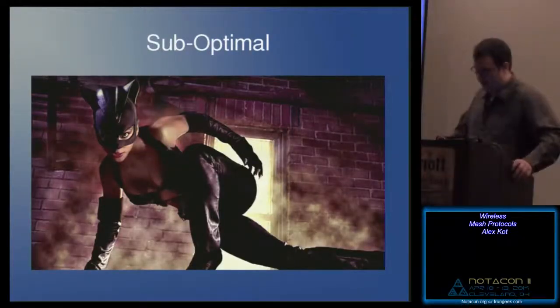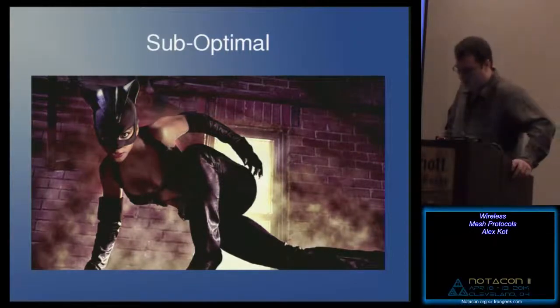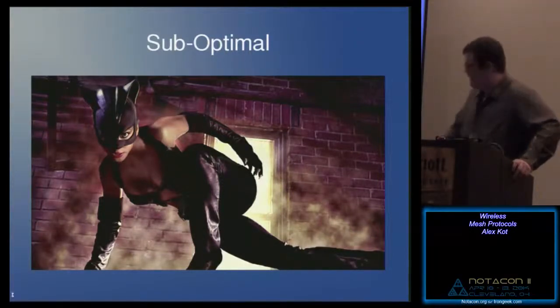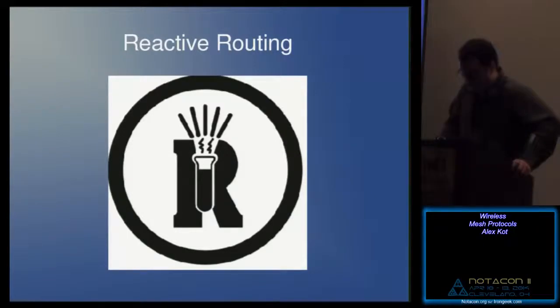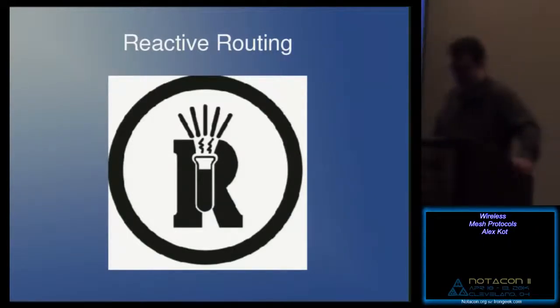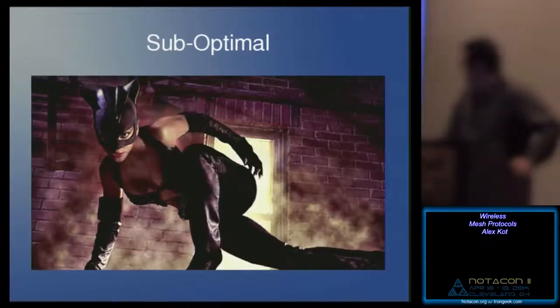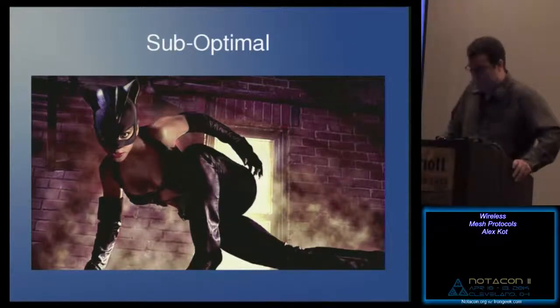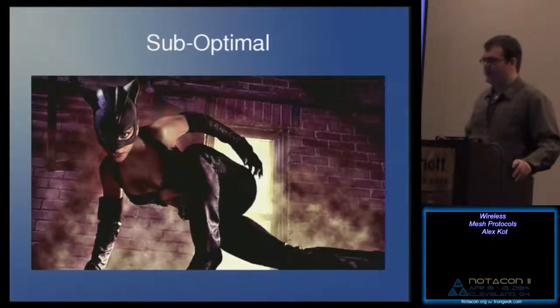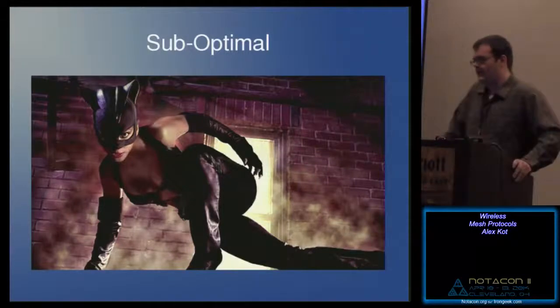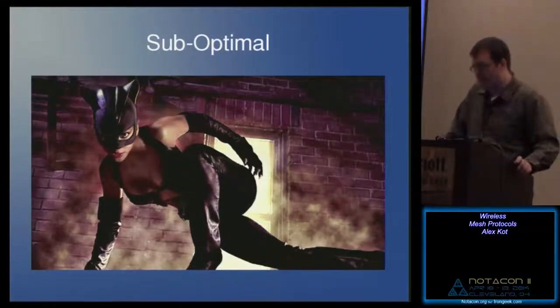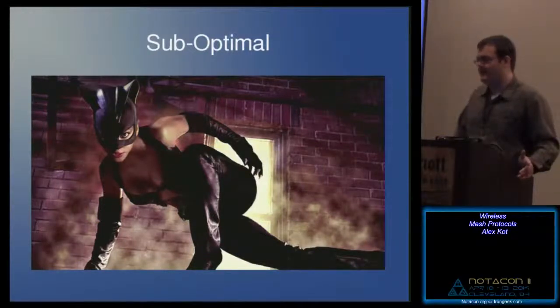The ones that actually use reactive are DSR, AODV, and HWMP, which is basically the 802.11s standard. Then there's something that doesn't really fall into either of those categories. For example, there's a hybrid called Zone Routing Protocol. And there's also one called BATMAN, which is considered proactive, but in a sense it doesn't operate in the same way.